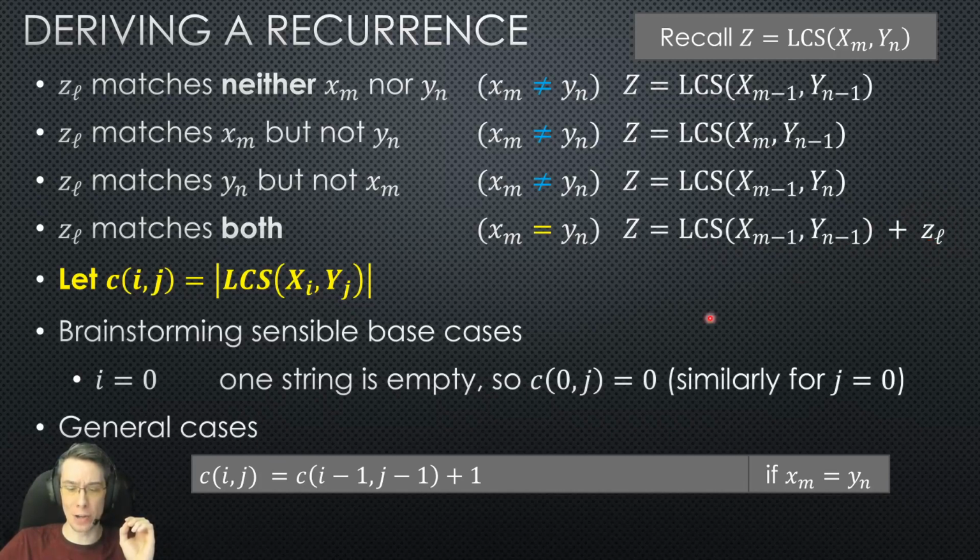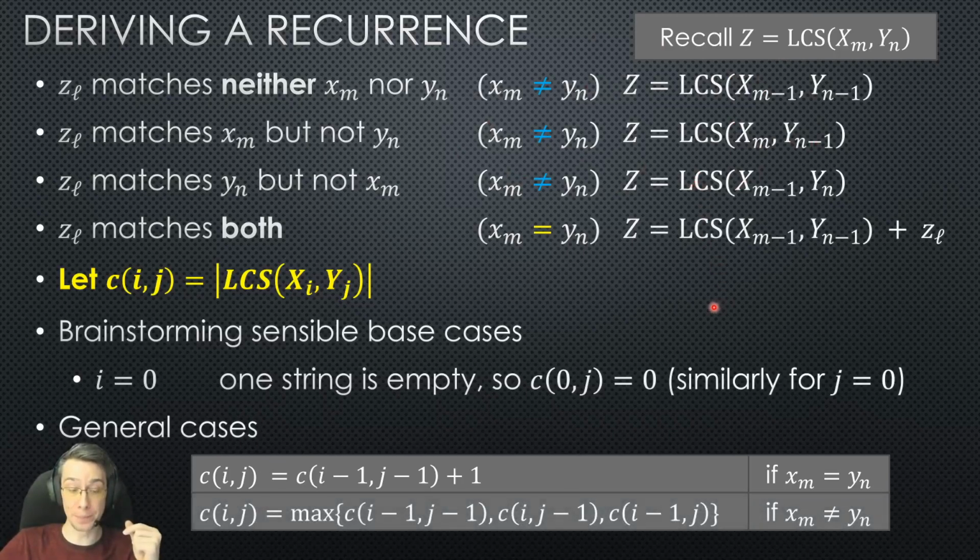Well, plus Zl is a character. Here we're trying to compute not the LCS itself, but the length. So this Zl is going to be replaced by a 1 because it's the length of that character, just 1. So we're going to have C of ij is C of i minus 1, j minus 1 plus 1. So the best we can do with prefixes Xi and Yj is the best we can do with prefixes Xi minus 1 and Yj minus 1 plus the one character that we matched. And if Xm is not equal to Yn, then one of these three cases apply, and we don't know which of those three cases apply, so we'll just take the max over all three.